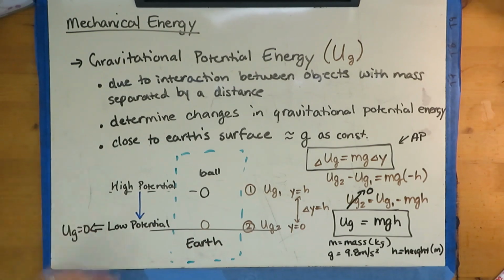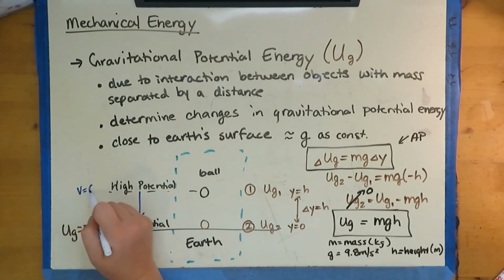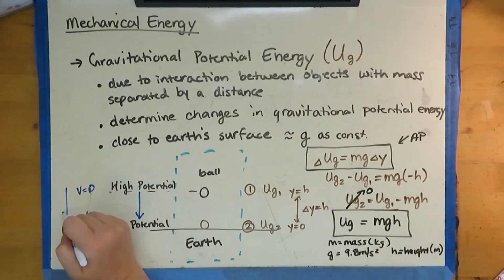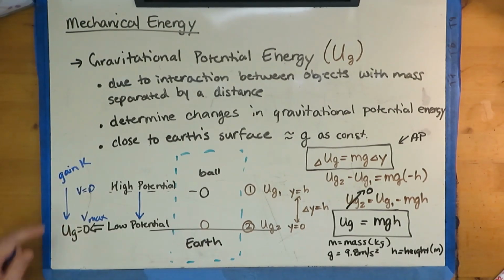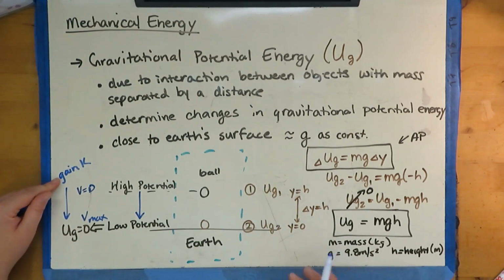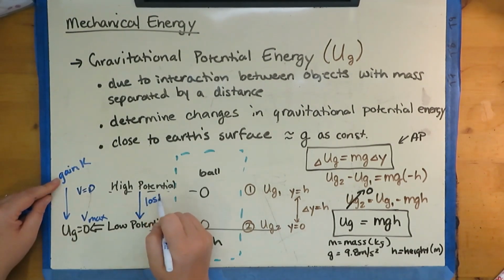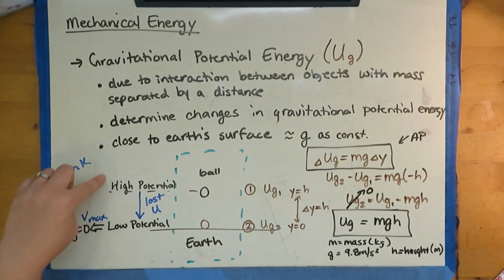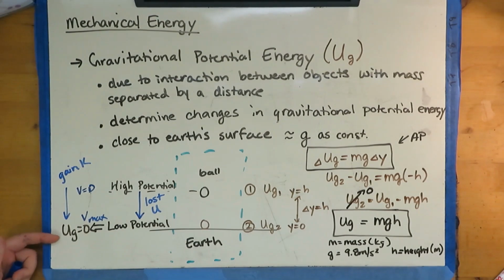So if this ball starts off with a speed of 0, and then it hits the ground with some maximum speed, I have gained kinetic energy. So as I fall, I gain kinetic energy. In order to have gained kinetic energy, that energy had to come from somewhere. And so I had to have lost potential energy. So that's how I know that my ball was at higher potential, because I gained kinetic. That meant I had to lose potential.